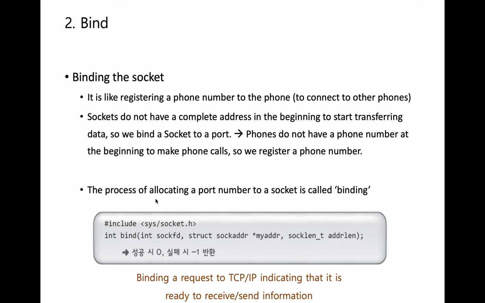The process of allocating a port number is called binding. In order to bind a socket to a port, we will be calling this little function that has three parameters: the socket file descriptor, then the address, and then the address length. And also, like we said, it's basically binding a socket to a device.